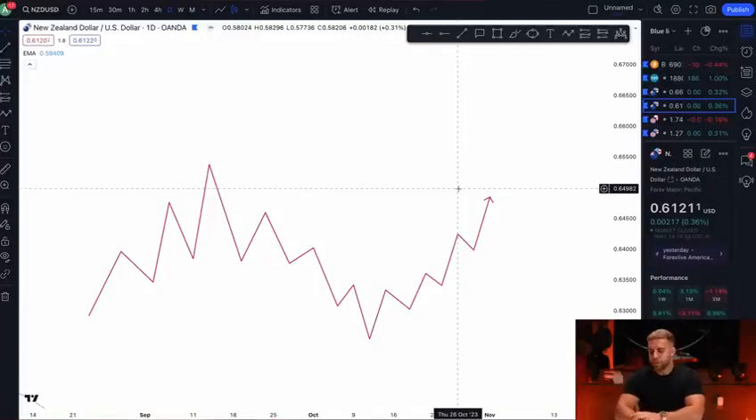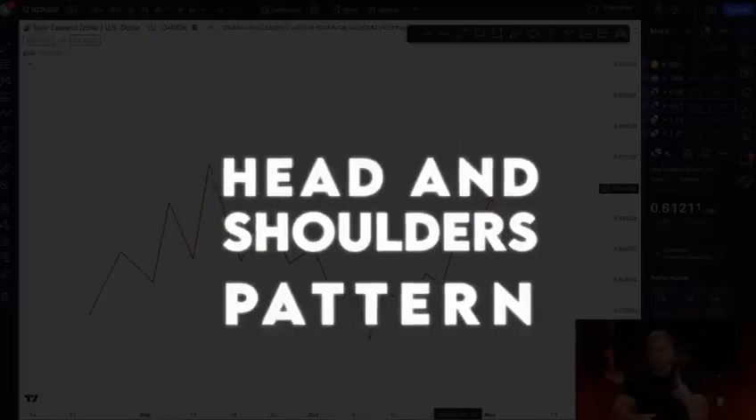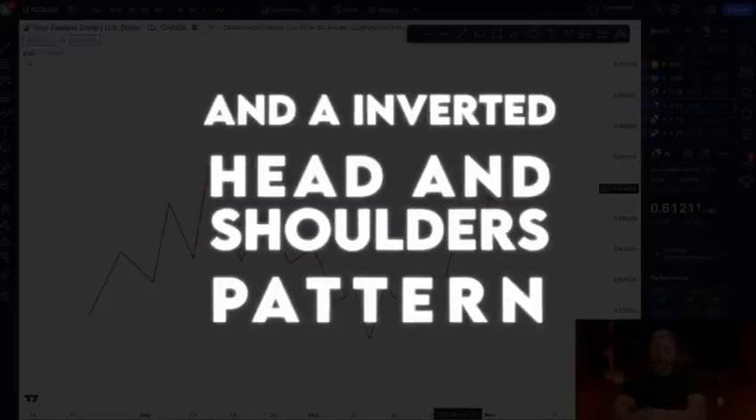Now, this market that you see right in front of you here, not only are we on the line chart, just to make this very simple for introduction, but there are two different types of candlestick patterns in this section right here. You have a head and shoulders pattern and an inverted head and shoulders pattern.